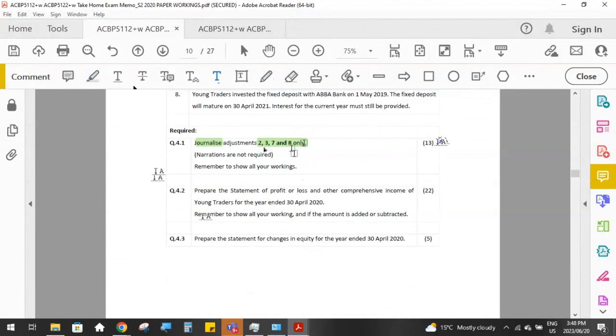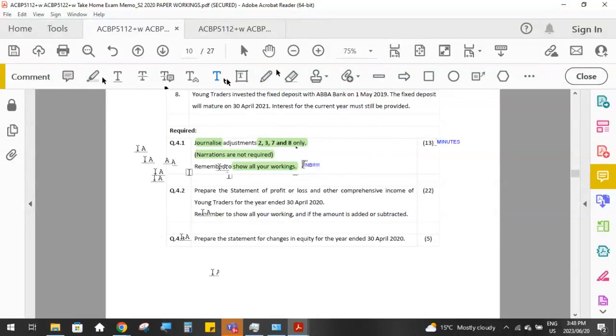So make sure you only do what is asked for, but that also at the same time you do everything that they ask you for. Narrations are not required, so that will also save you some time. And remember to show all of your work, so NB, NB, NB. I can't tell you how hard it is to mark a paper if a student does not show their workings in their answer book.